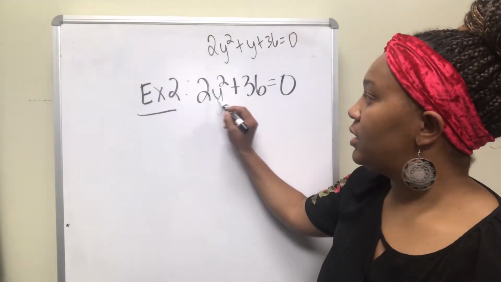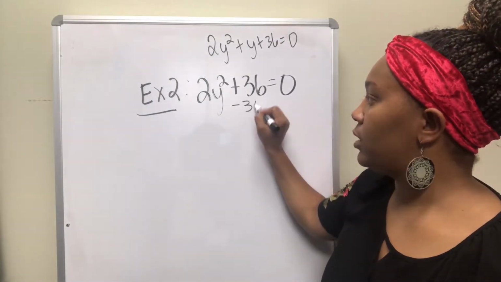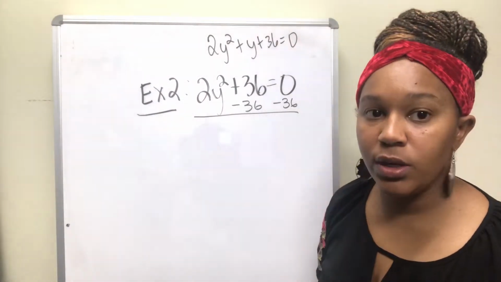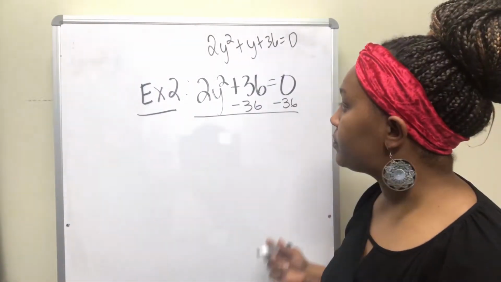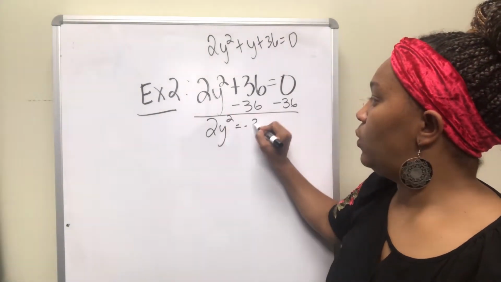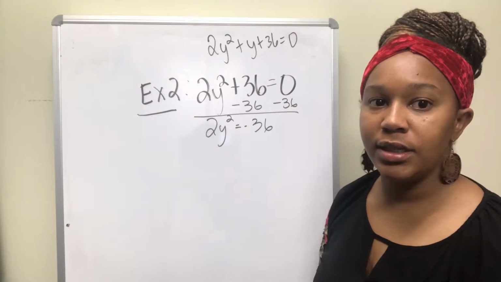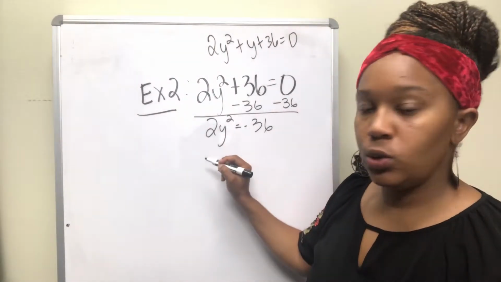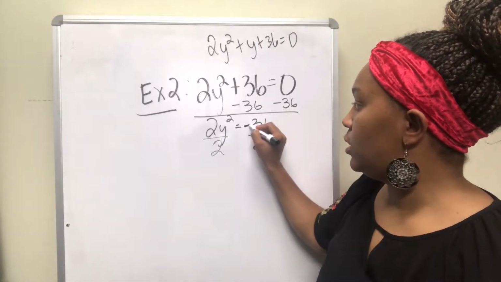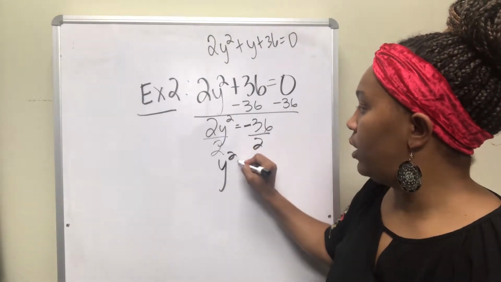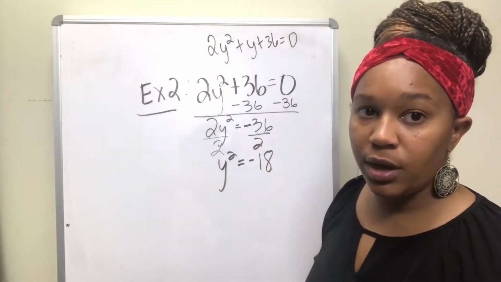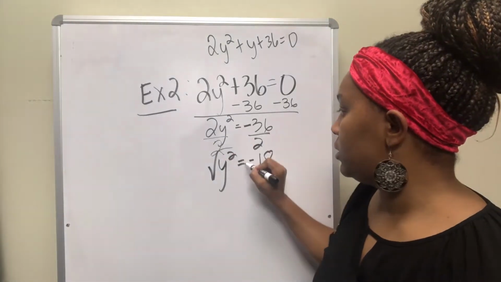So we want to isolate y, so we need to first subtract 36 from both sides, because isolate means you want to get it on the side by itself. You get 2y squared equal negative 36. Then you want to get rid of the 2, so divide both sides by 2. That's a negative. So you get y squared equal negative 18. And now you can get rid of the square by taking the square root of both sides.